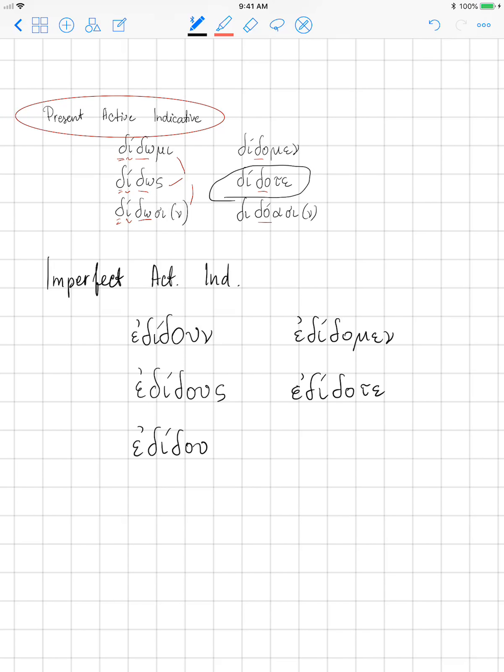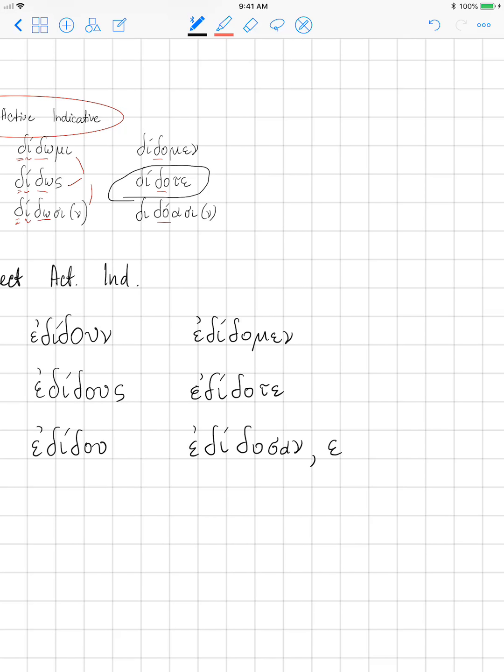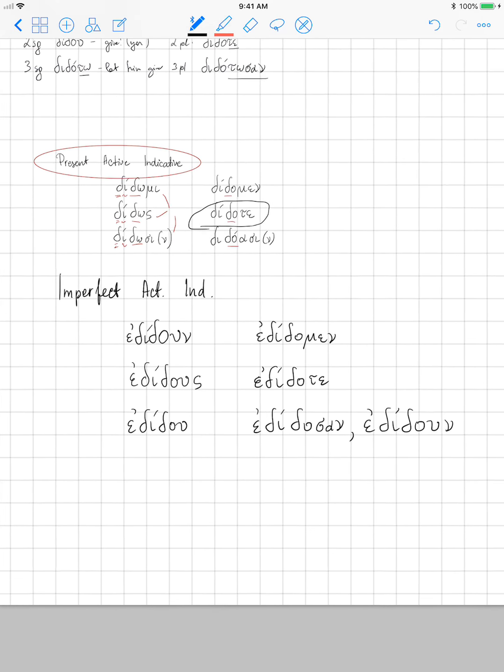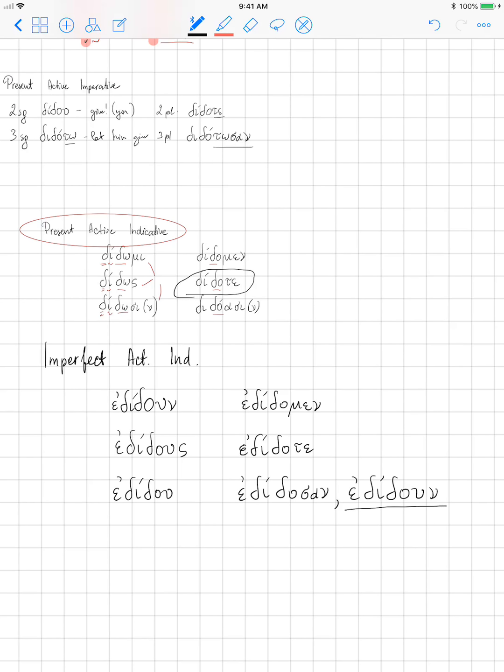And third has two forms. It's either a didosan or a didun. As you can see, third plural and first singular is the same. It happens in imperfect tense, and we've seen that before. So you've got augment, you've got reduplication, you've got your stem, and the endings. And all of that forms imperfect.